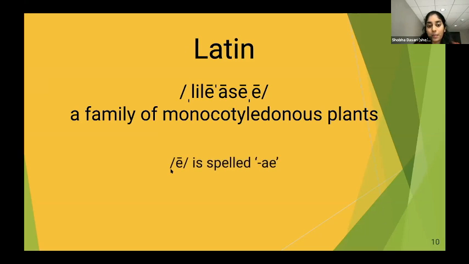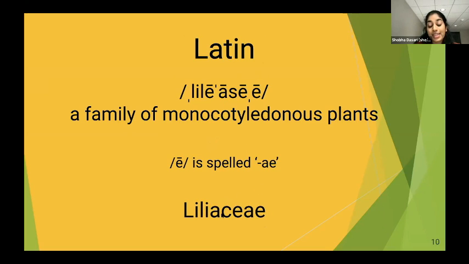One hint here is that the E sound is spelled with an AE in Latin. And so one thing to remember, it looks like most people got that ending correct though. So that is good. And then the correct spelling is Liliaceae.